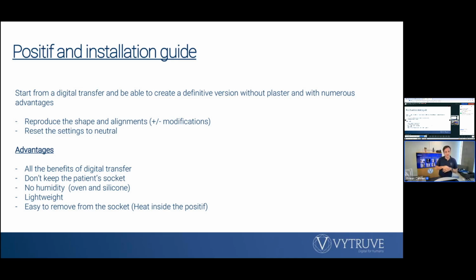Many advantages for the installation guide and positive. It's all the digital transfer benefits, but it's also that your patient can keep the check socket, but you don't have humidity. And it's a really important thing. So you can do silicone directly on the positive and not use an oven. And it's also lightweight. You know plaster is very heavy, this is very lightweight, and it's also easy to remove from inside the socket.